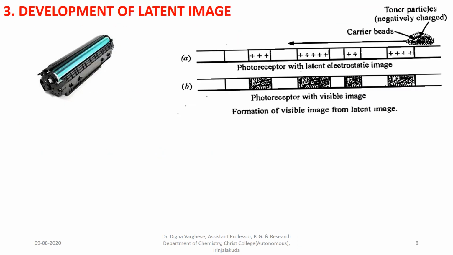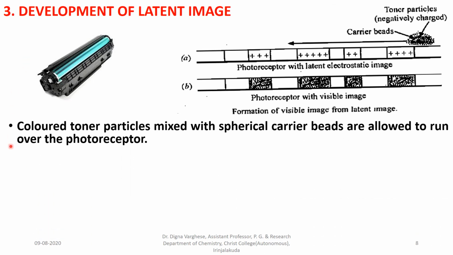The next step in Xeroxing is development of the latent image. Colored toner particles mixed with spherical carrier beads are allowed to run over the photoreceptor. The toner is a mixture of carbon powder and iron oxide. Nowadays, it is melt mixed with a polymer. After the latent image is projected onto the film, the drum is passed over the toner particles.